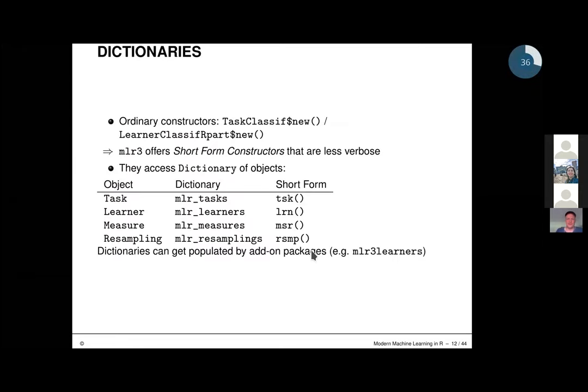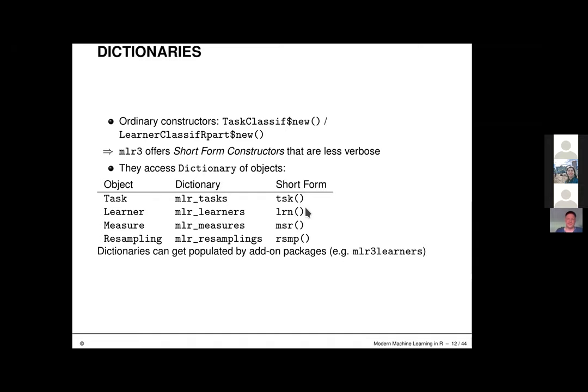Another advantage is that these dictionaries can be populated by their own packages. So if you load the MLR learners package, this dictionary, MLR learners, will be populated with, I don't know, 20 more learners, right? And if you load the survival package, this dictionary now holds survival learners. So this is basically what you have to remember. These short forms we'll be using a lot in the next slides.